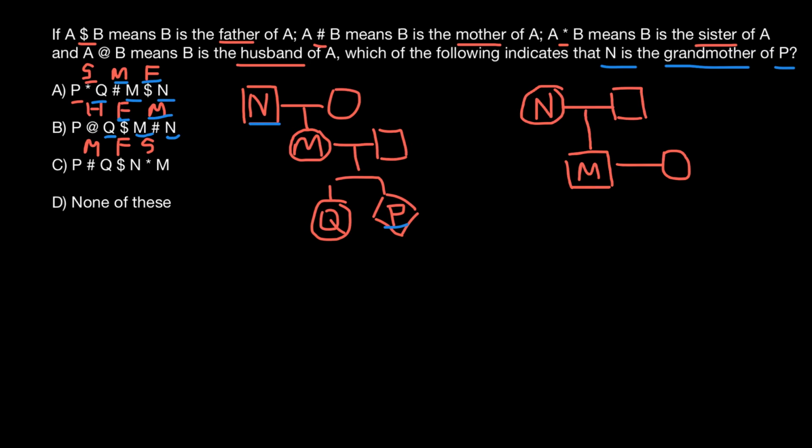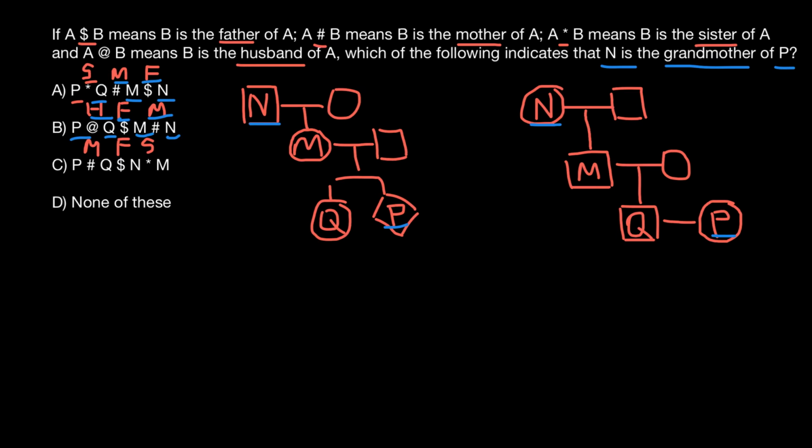And so Q here. And Q is a husband of P. So that means that P is female. Again, a relationship between N and P doesn't exist. Q would be a grandson of N, and P would be a wife of the grandson of N. So again, we are looking for a situation where N is a grandmother of P.